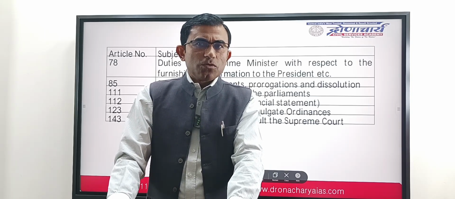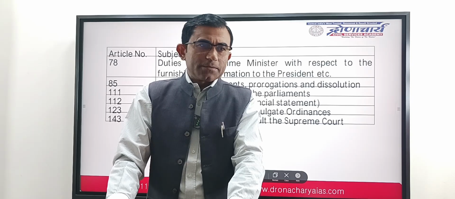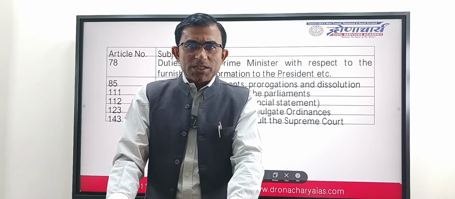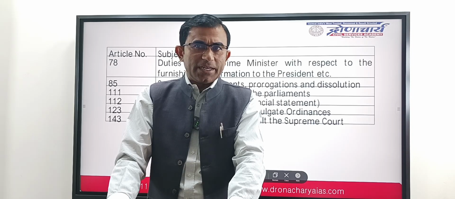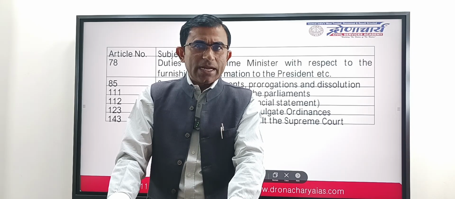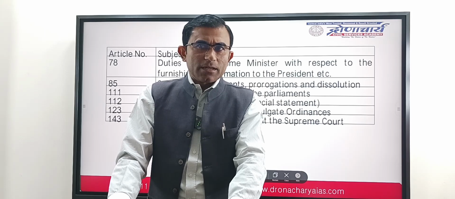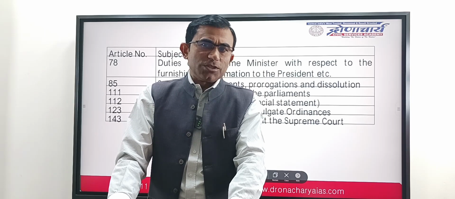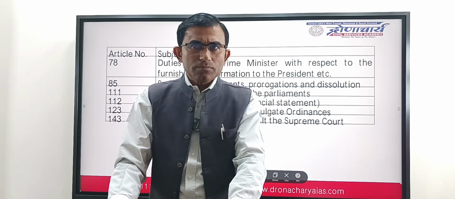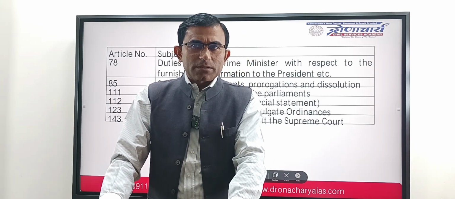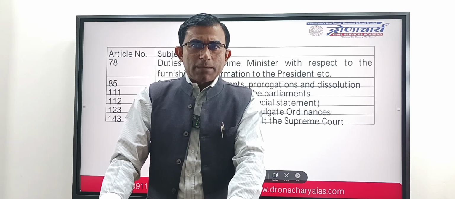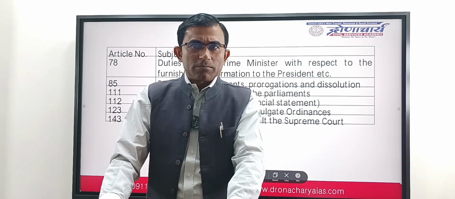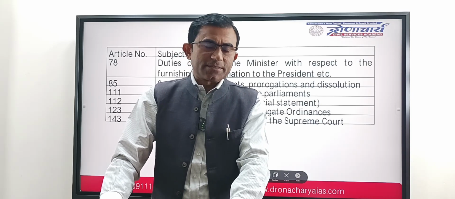Firstly, we know value of the vote of MLA. It is based on the population of the states. It is calculated by dividing the population of the state by the total number of elected members of the assembly and then dividing the quotient by 1000. As per the Constitution, 84th Amendment Act 2001, currently the population of states is taken from the figure of the 1971 census.